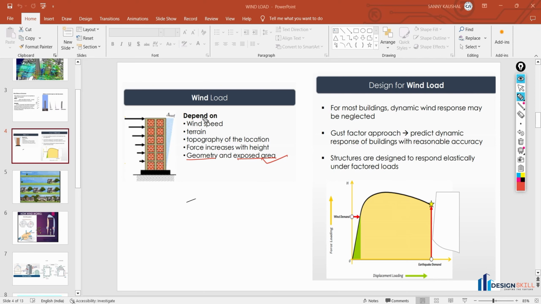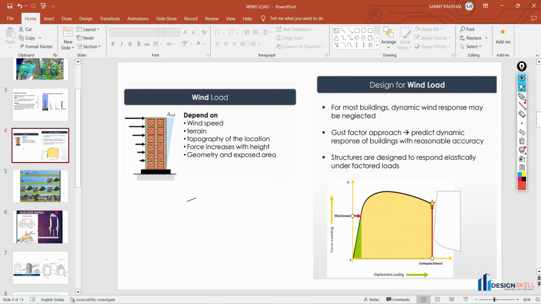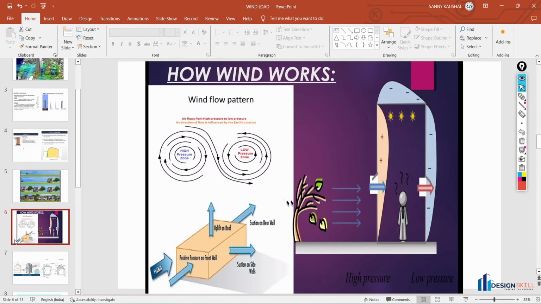Now I think you are very aware of the factors which are going to affect the wind load. Now move to the next slide, which is about how the wind works, that is, what the wind flow pattern is and how wind is actually going to move.